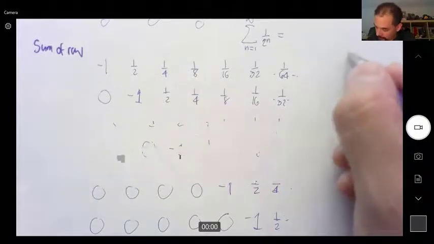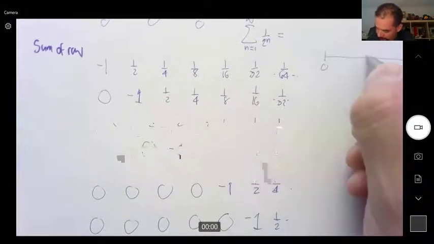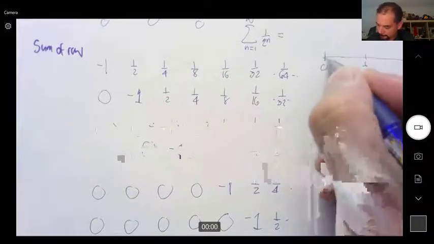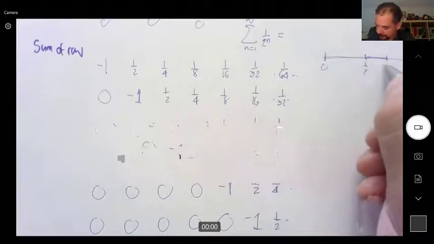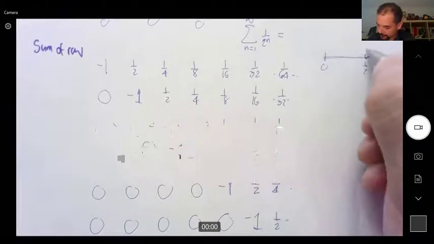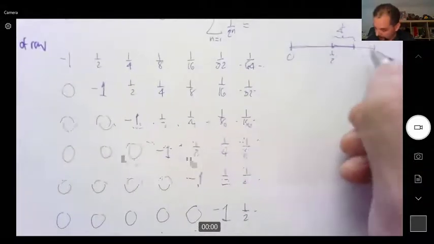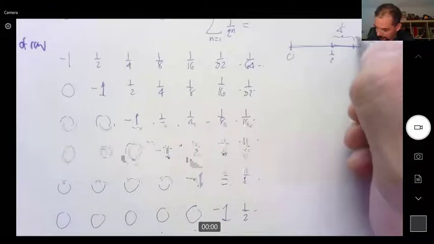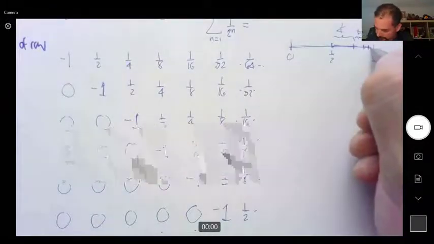I like to think of it with a picture. So here's 0 and here's 1. So we first go 1/2 from here to here. Then we add 1/4, which is half the remaining distance, right? So this distance from here to here is 1/4. And then we add half of the remaining distance. That's the 1/8. And then half of the remaining distance, and then half and half and half.